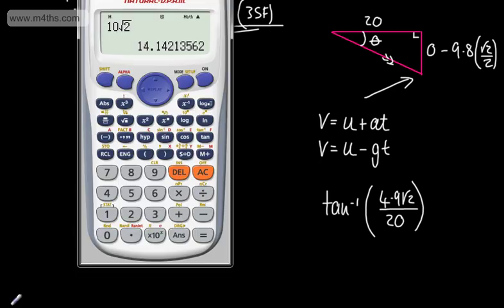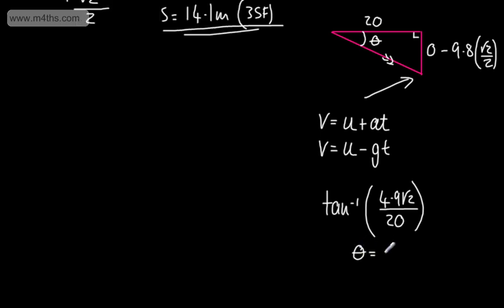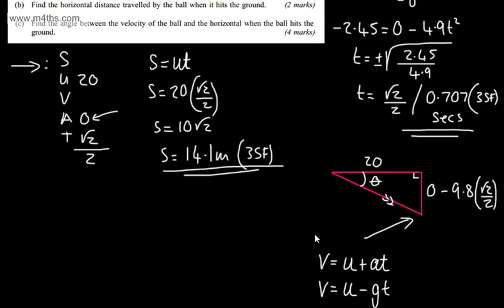So making sure the calculator is in degrees mode, shift mode 3. We'll take now the inverse tan, so shift tan, and we're going to have 4.9, and that will be root 2 divided by 20, and that will give us the angle of 19.1 degrees. So we can say now that theta is equal to 19.1 degrees, and that is correct to 3 significant figures. So just popping that there, and we found that.